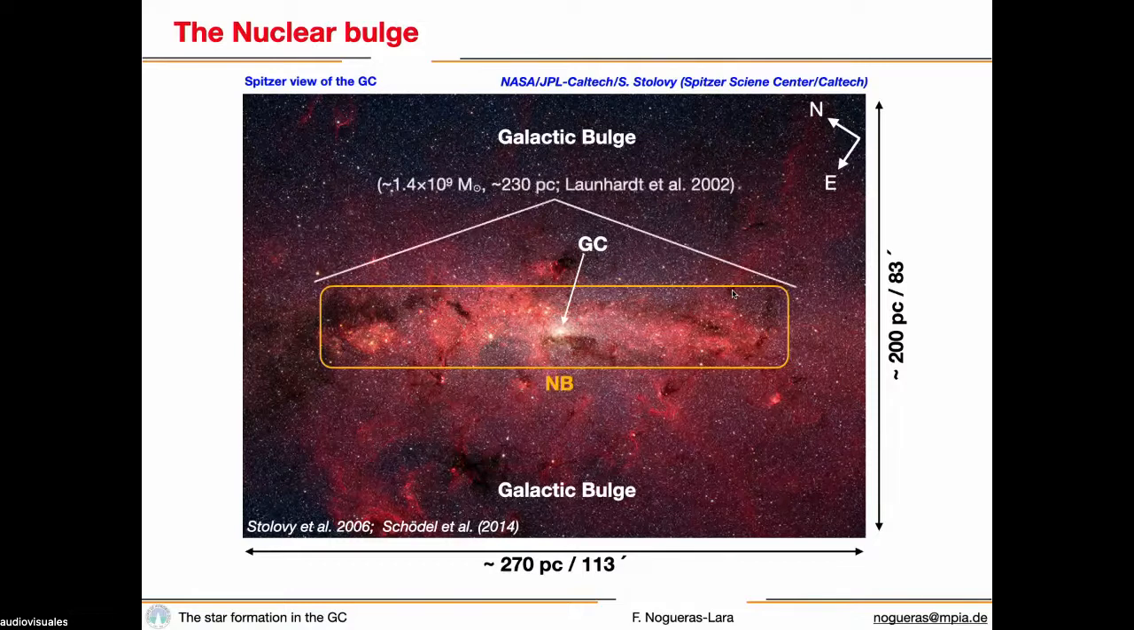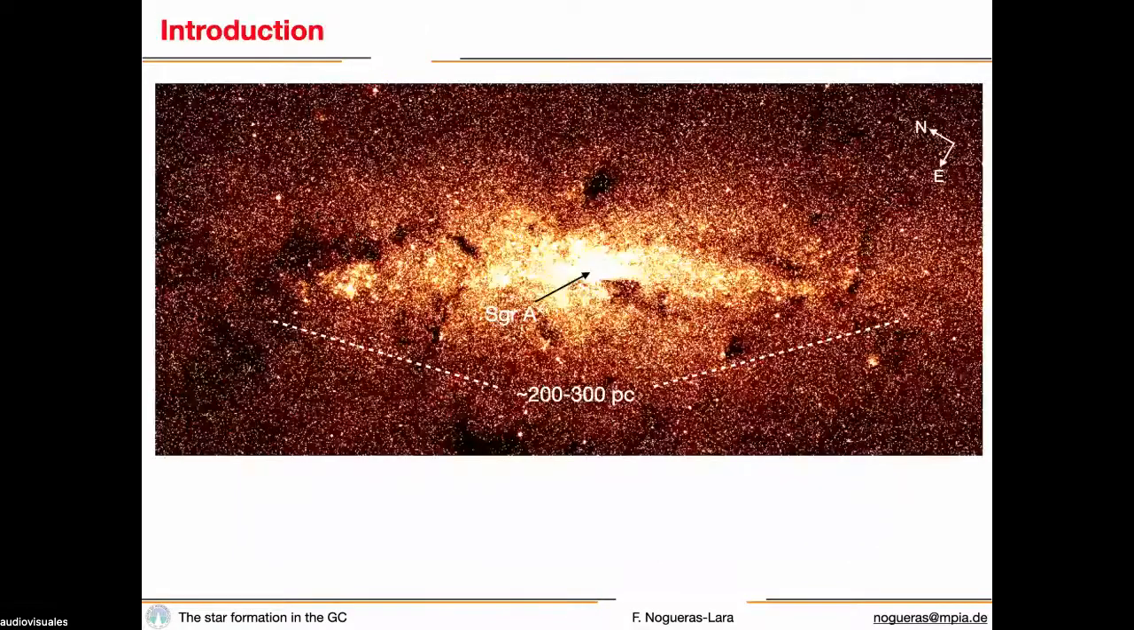So here we have around 10 to the 9 solar masses of stars. So we have many stars in a tiny volume. So it's nice to know how the stars are behaving there. This is again, well, not the same picture, but it's also a Spitzer 3.6 micron image of the nuclear bulge. You can again identify here this flattish structure with this size that I told you before.